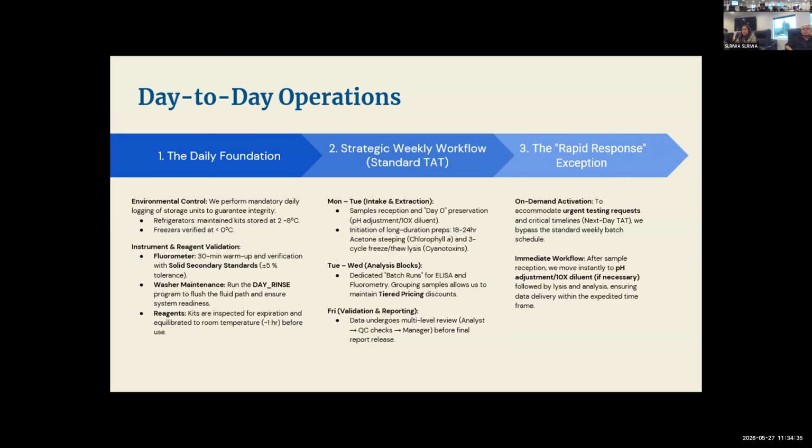However, during critical bloom events or upon request, we activate a rapid response exception. By bypassing the standard weekly batch schedule, we move samples immediately to analysis upon receipt. And this local capability allows us to deliver results within 24 hours, sometimes less, empowering our partners to make immediate decisions.